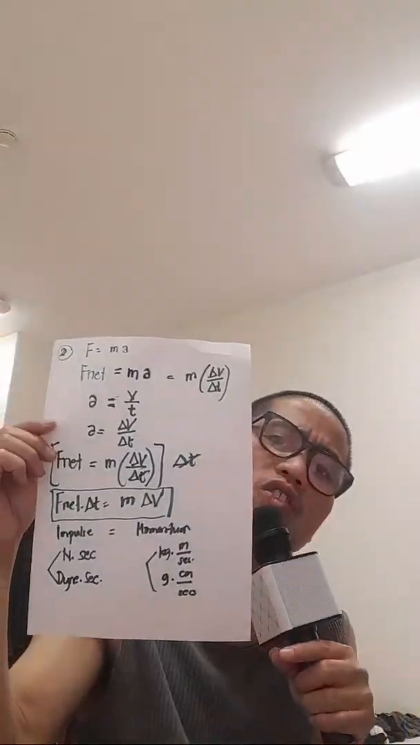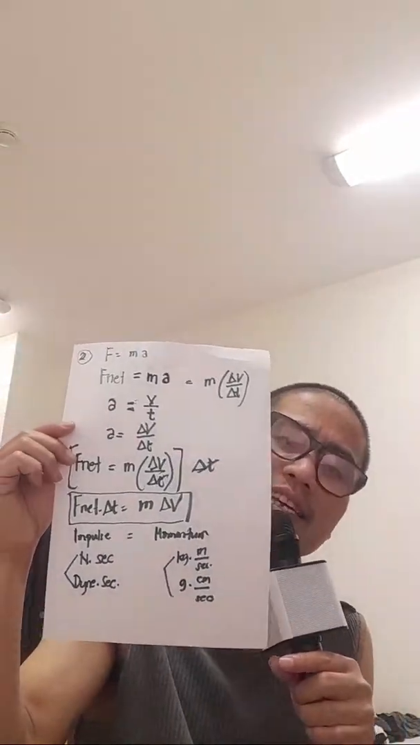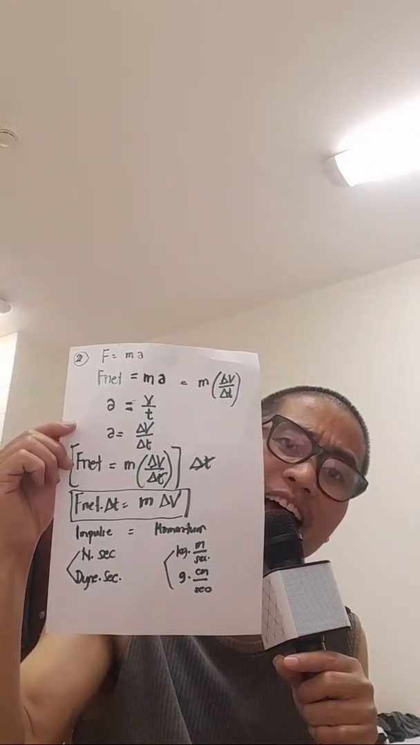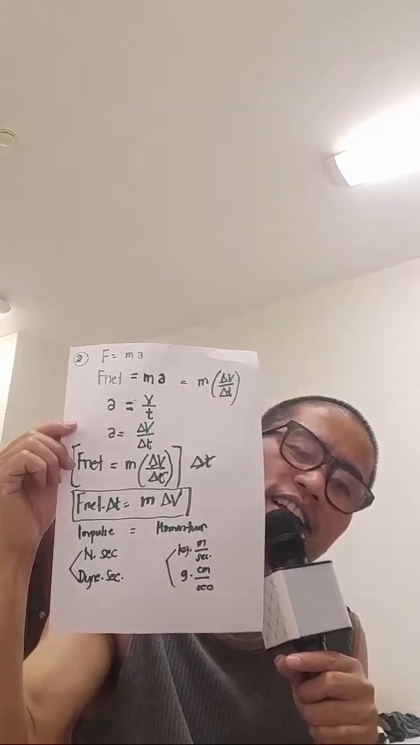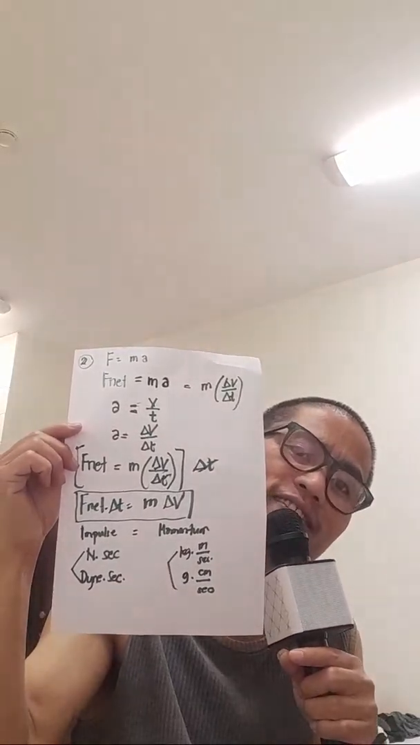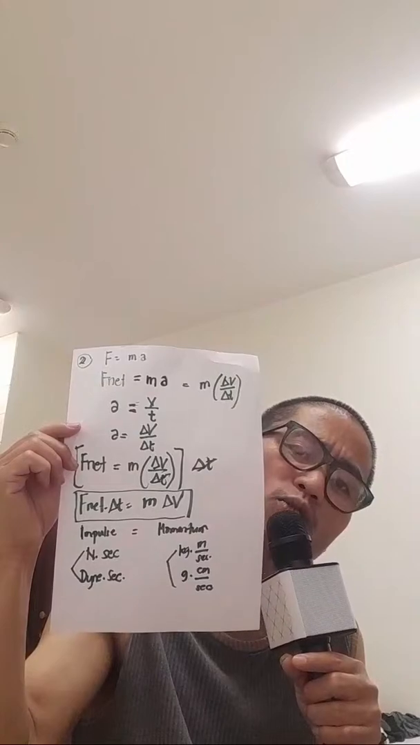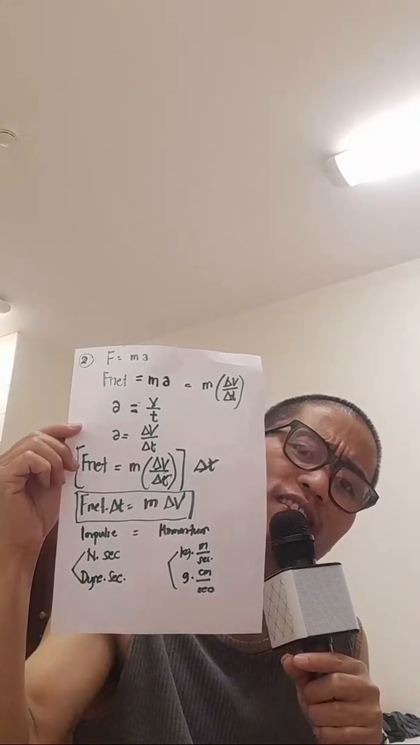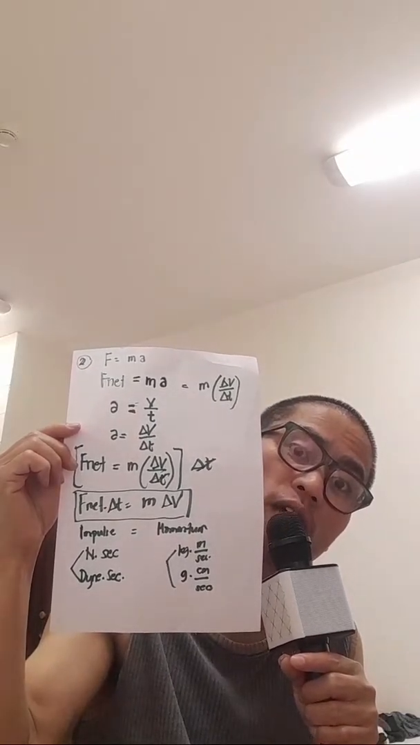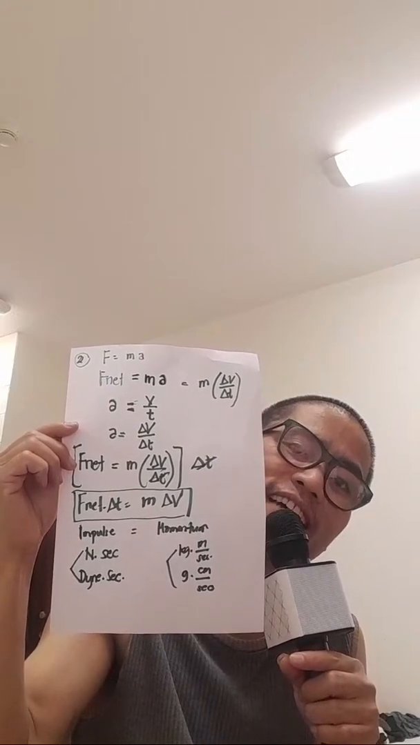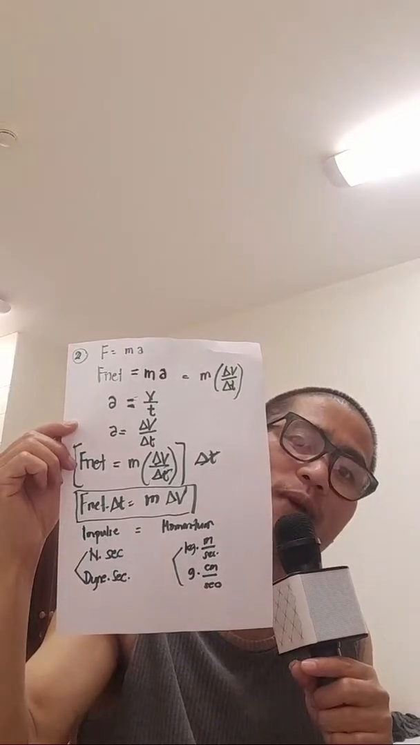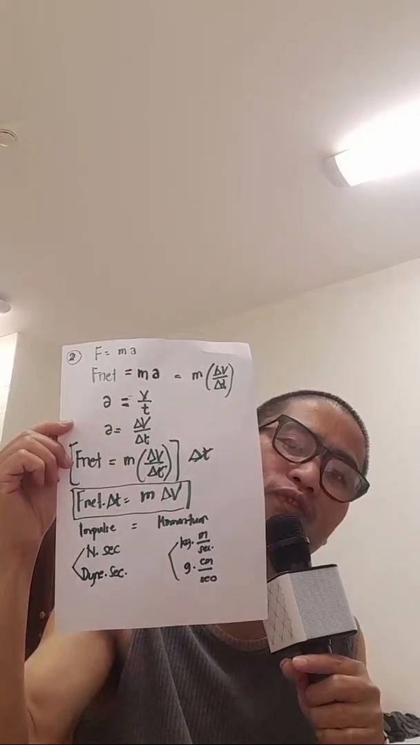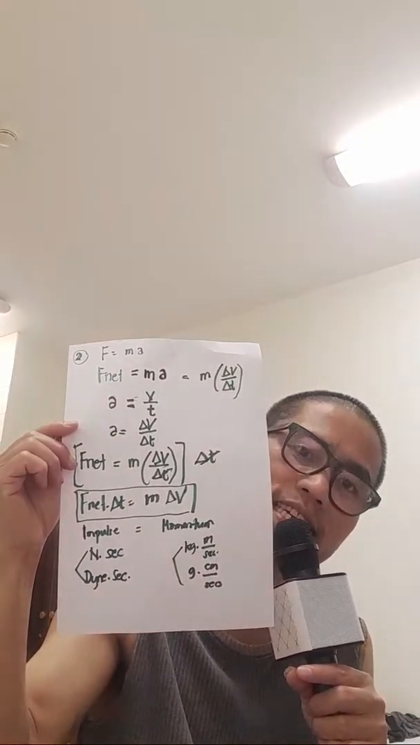Since we have delta T, we have to multiply both sides by delta T, so it will be cancelled out, and then we have net force times delta T is equal to mass times delta V. That's velocity, not volume, okay? So F net delta T is the impulse. The formula of impulse is force times delta T.